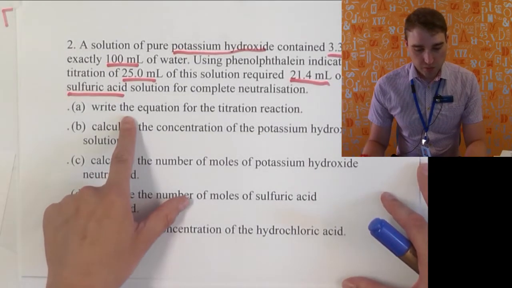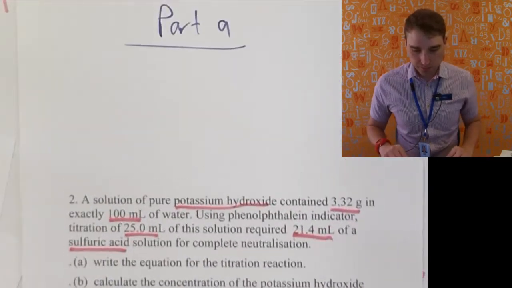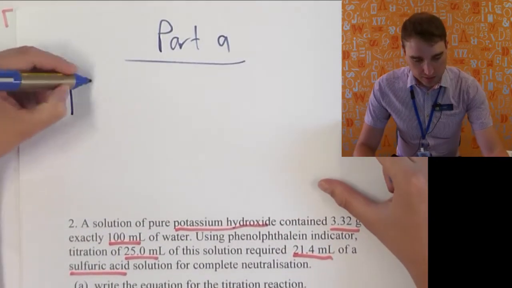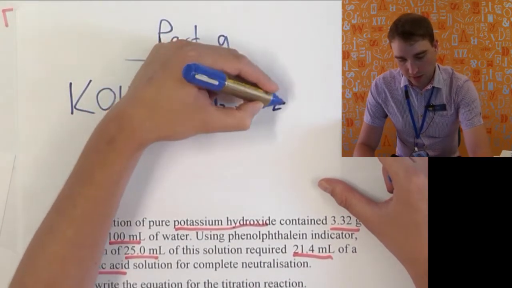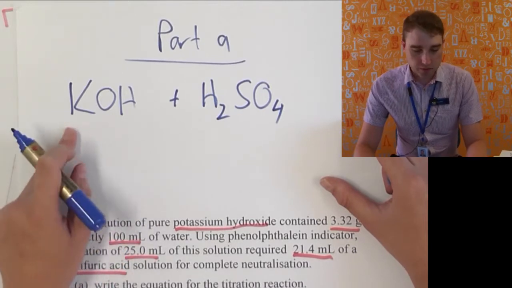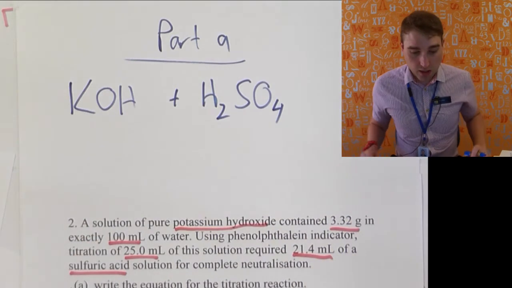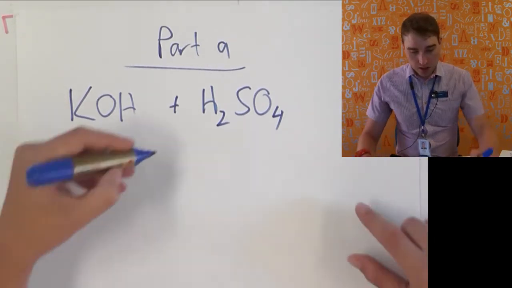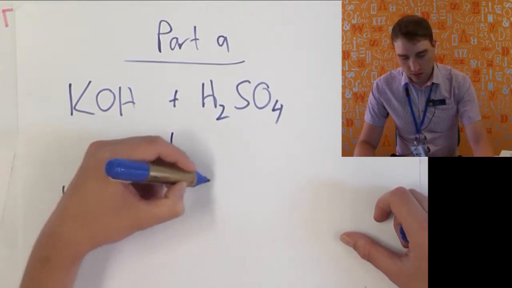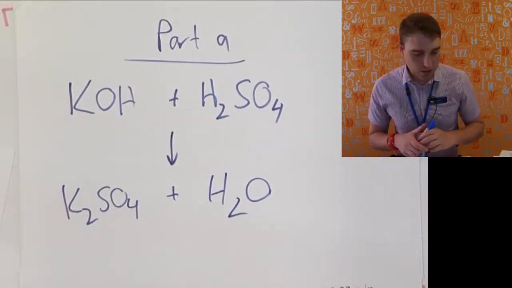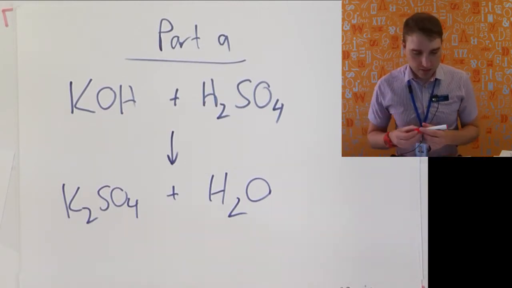Now we'll continue to part A of the question. Write the equation for the titration reaction. So we need to write down the reactants. We've got potassium hydroxide and sulfuric acid as our reactants. If you want to see how I got the formula for potassium hydroxide, have a look at my previous video on finding the formula of ionic compounds. They're going to react together to produce potassium sulfate and water. Again, if you want to know how I figured out the formula of potassium sulfate, check out the video.